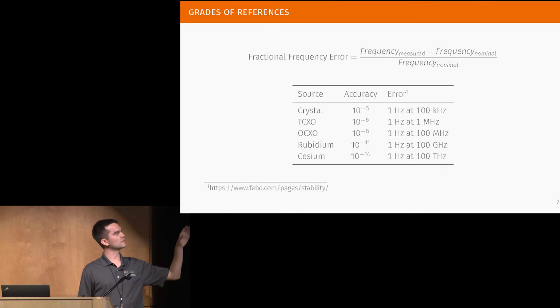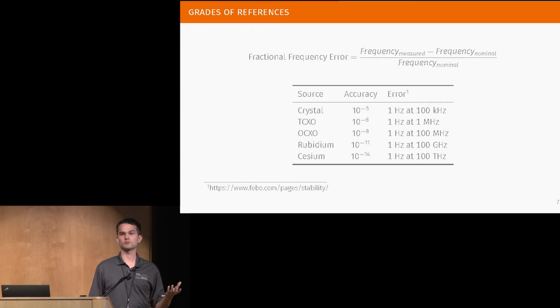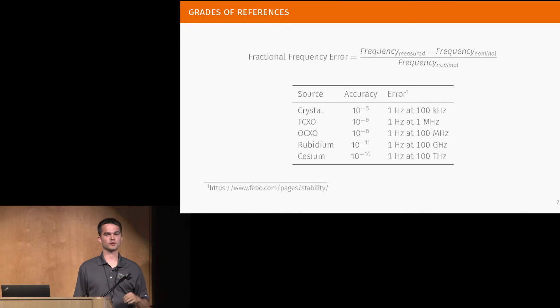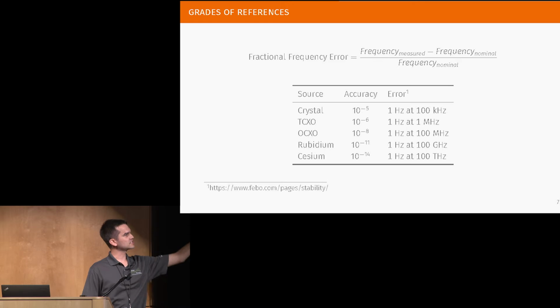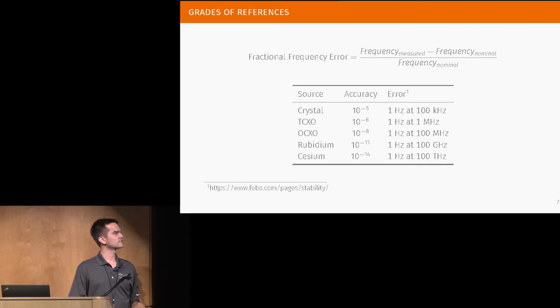And so we measure these in fractional frequency error as one of the key metrics, and that's just how accurate your frequency actually is compared to what your desired frequency is. And so TCXO is nice. We get 10 to the negative 6, which means that we have 1 hertz error at 1 megahertz. And that's nice if you're doing very low frequency signals.